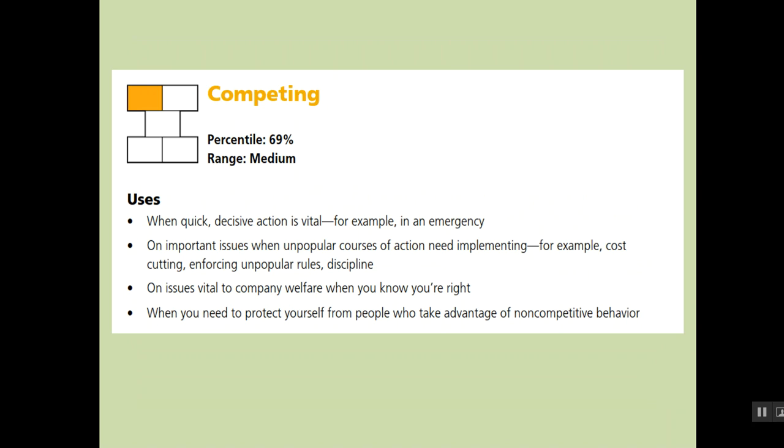And competing comes under the percentile of 69%. Some of these uses are when quick, decisive action is vital, for example in an emergency, and when an unpopular course of action needs implementing. On issues vital to company welfare when you know you are right. When you need to protect yourself from people who take advantage of non-competitive behavior. So these are some of the uses when you are using this competing conflict mode.